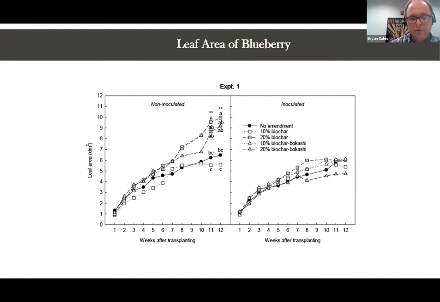However, when you look on the left side here, the leaf area of plants grown in soils with 20% biochar, that is the top ones here, the square, you can see these plants grown in 20% biochar had the largest leaf area. It was not significantly different from the 10% Bokashi biochar or the 20% Bokashi biochar. However, all of those greatly outperformed the unamended soil and the 10% biochar. Throughout the study, we really didn't see much of a reaction from the lower rate for blueberry.